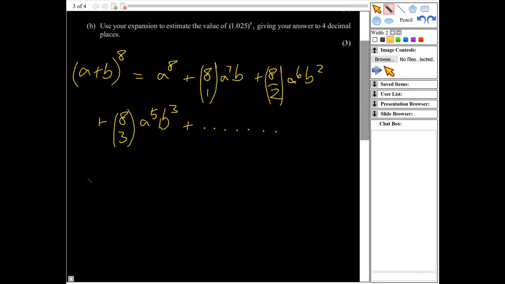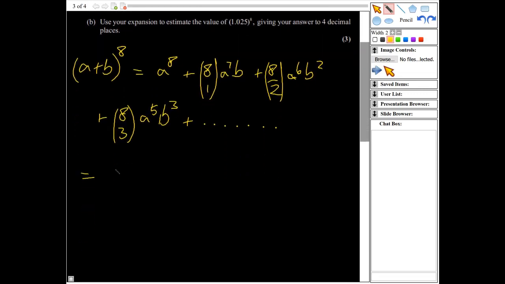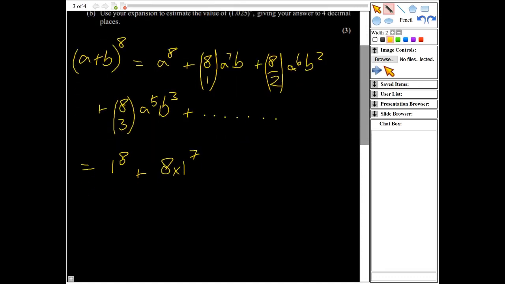So let's start off with my... what have I got here? My a would be 1, so I'd start off with 1 to the power of 8. Then I'd have 8 choose 1, which would be 8, and then 1 times 1 to the power of 7, and then times my b, which is x over 4. So I'm just going to write the whole of x over 4 in place of b.